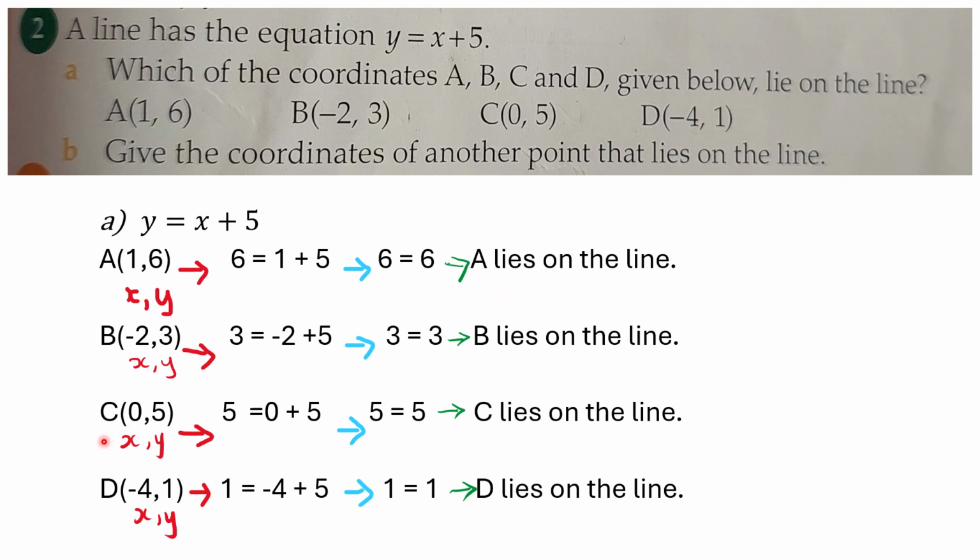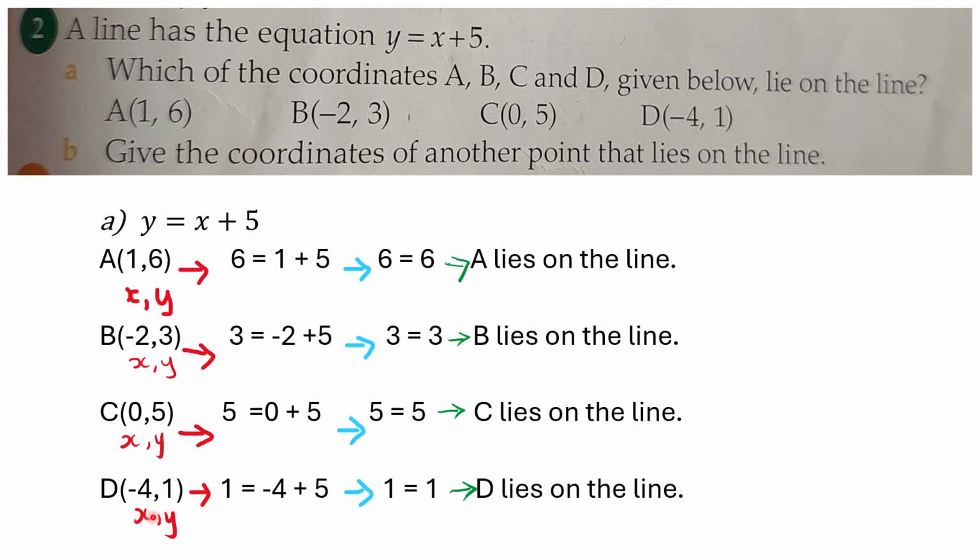C. The coordinate of C is 0 comma 5. Here the x coordinate is 0, the y coordinate is 5. So 5 equals 0 plus 5. We just substitute the coordinates in the equation. So 5 equals 0 plus 5, which is 5. That means C lies on the line.